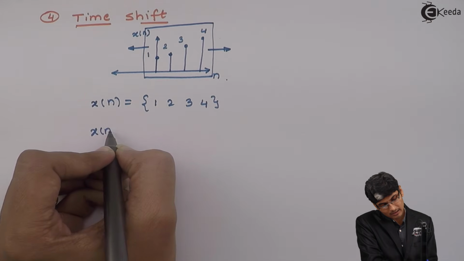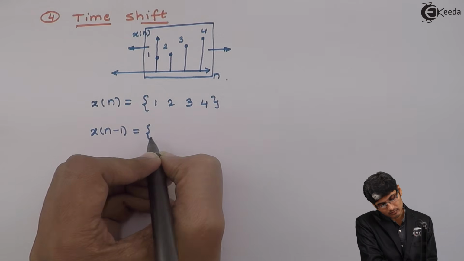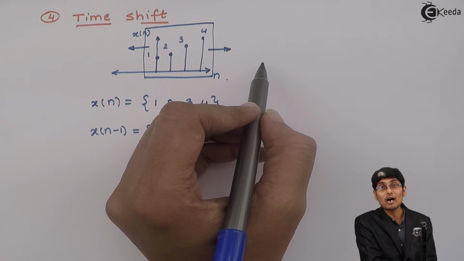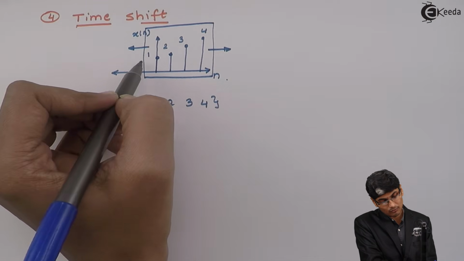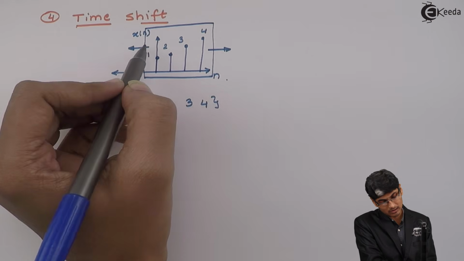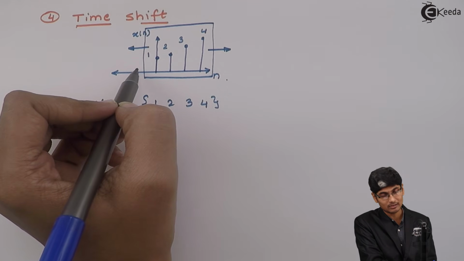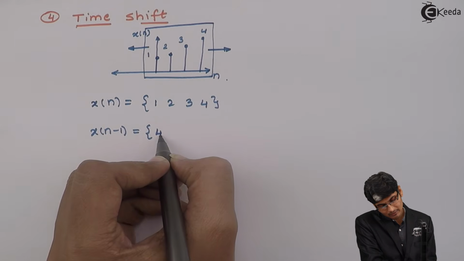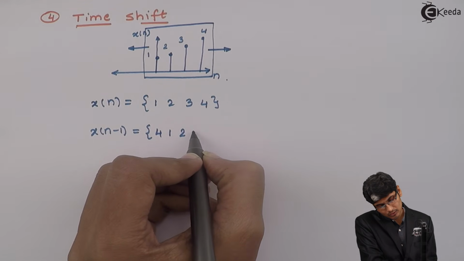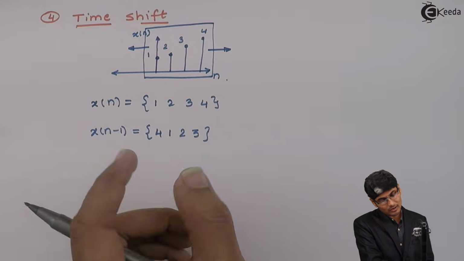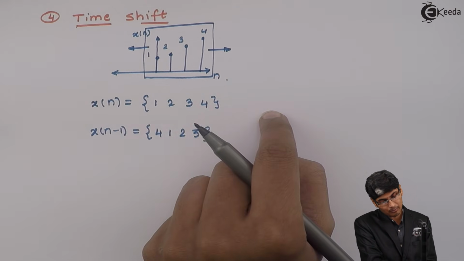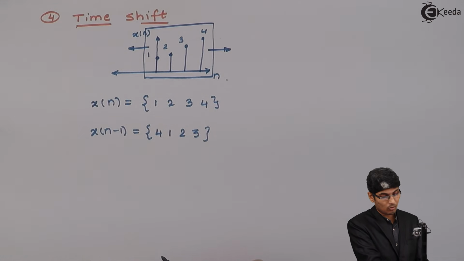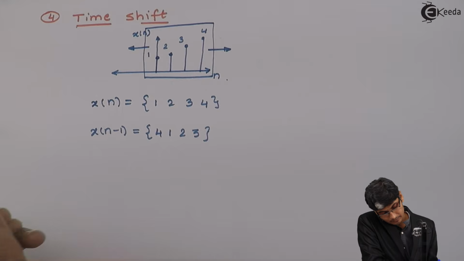Suppose I delay the signal by 1 unit. Then this 4 will go out of the window, whereas the sample with height 4 present over here will take the 1's place. So the new signal that I will get is 4, 1, 2, 3. I shifted the complete signal, this sample got dropped and a new sample came into the window. So it is 4, 1, 2, 3.